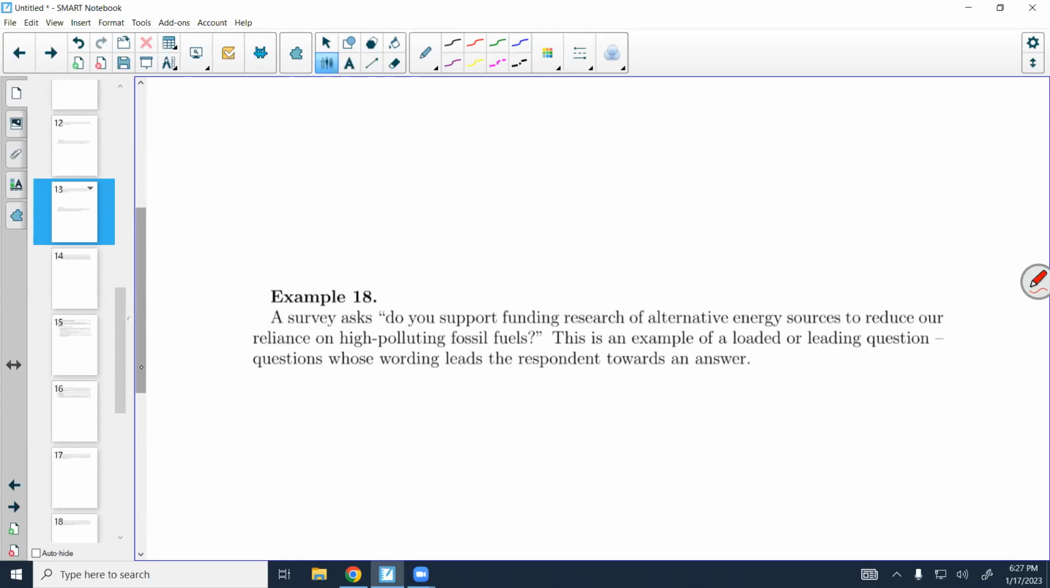A survey asked, do you support funding research of alternative energy sources to reduce our reliance on high polluting fossil fuels? This would be an example of a loaded or leading question. The wording leads the respondent towards an answer. Because nobody wants to use high polluting fossil fuels. Pollution is terrible.